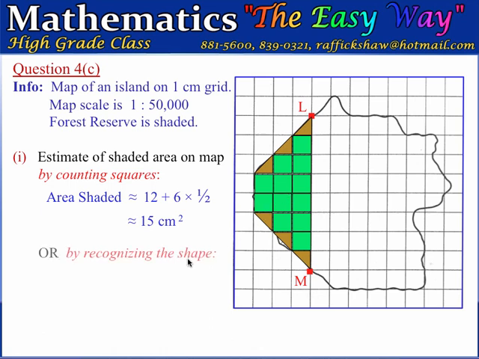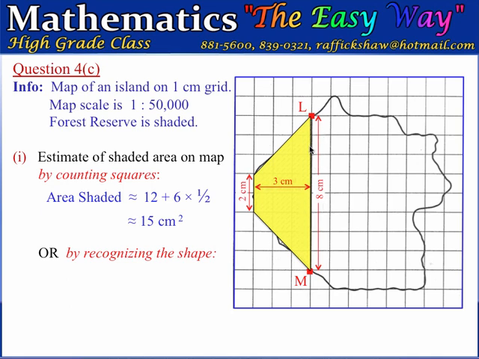We could have also estimated the area by recognizing the shape of the shaded region. And if we observe, we'll see that the shaded region is approximately in the shape of a trapezium. And these are the dimensions of the trapezium. This side of the trapezium would be 8 centimeters long. This parallel side would be 2 centimeters long. And then the perpendicular distance between the parallel sides would be 3 centimeters. And so we could estimate the area of the forest region by recognizing that it is approximately the area of a trapezium.